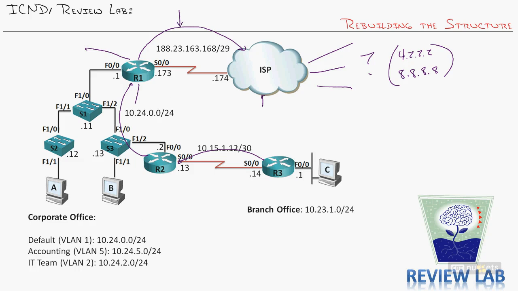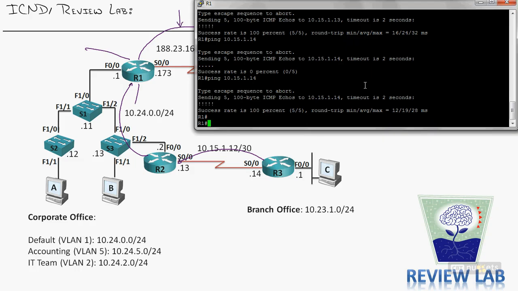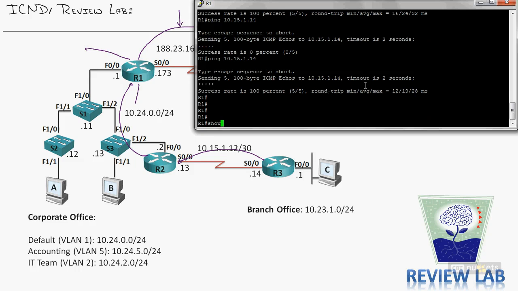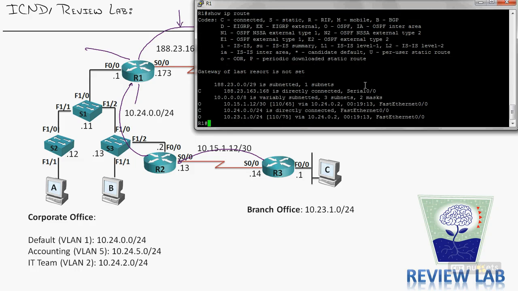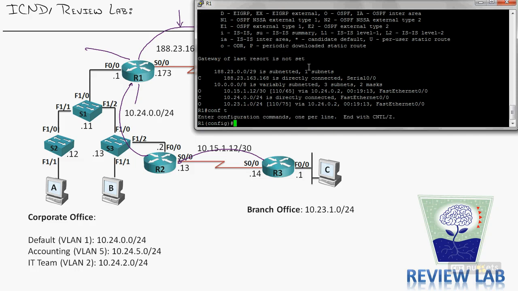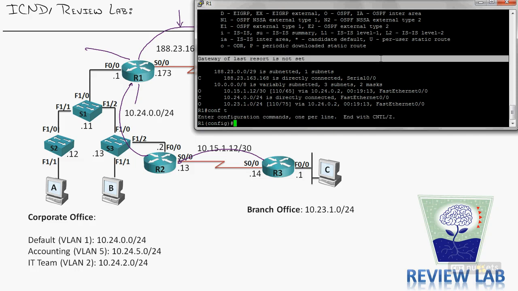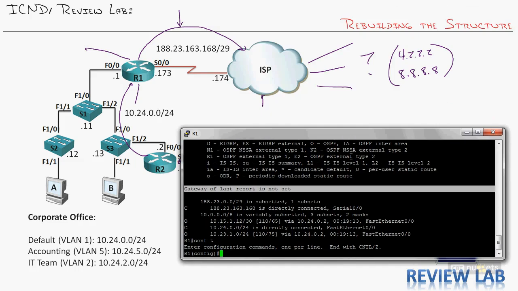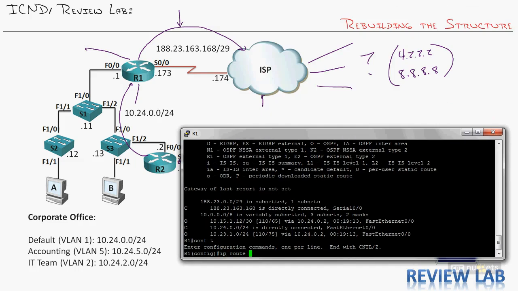So first off, let's go up to router 1. Do I already have a session there? I do. Okay, good. On router 1, I'm going to do a show IP route right now, and all I should see is those OSPF routes that it's learned from its neighbor. I'm going to go into global config mode, notice gateway of last resort not set, and I'm going to do an IP route, as our static route, for everything, so this is the all-zeros IP address and subnet mask, to 188.23.163.174, which is this guy right here, the ISP.